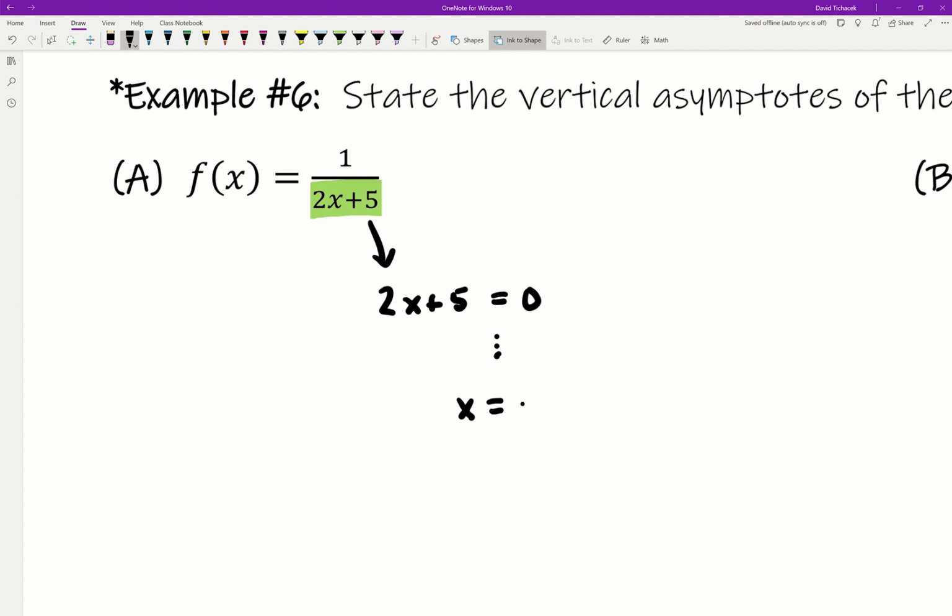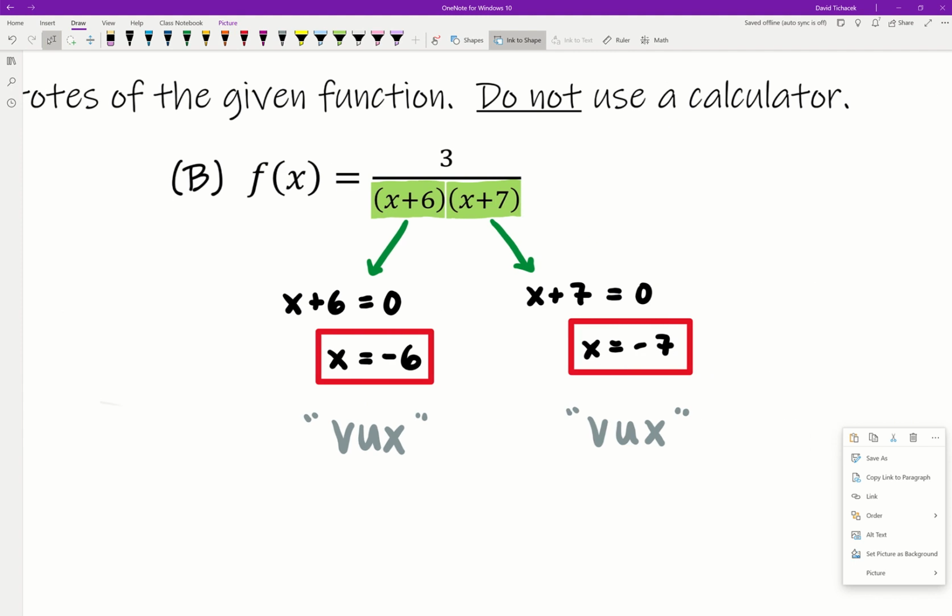So if you solve this linear here, you're going to get this value, negative 5 over 2, which is going to be a fraction, but that's okay, right? So this would, of course, be our vertical asymptote in this example. And keep in mind that that is going to be a vertical line. That is going to be a vux. And so that would be something that we would want to draw later on whenever we draw a complete picture of a rational function.